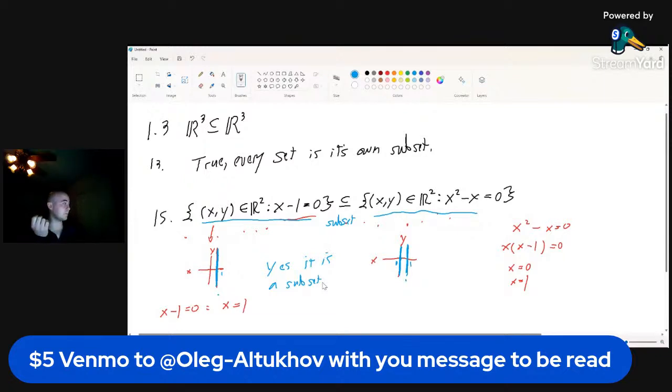But yeah, this completes 1.3. We got through two sections today, which admittedly weren't very big, but hey, we're making progress. We're getting there.